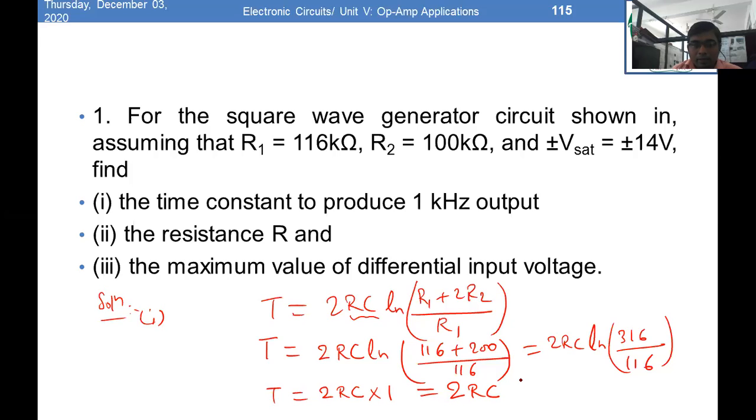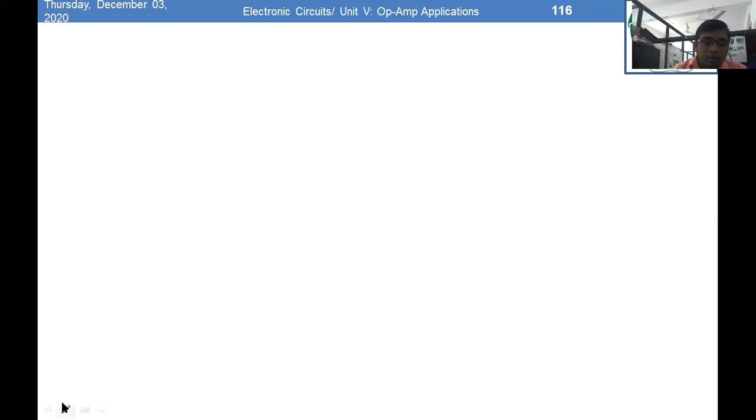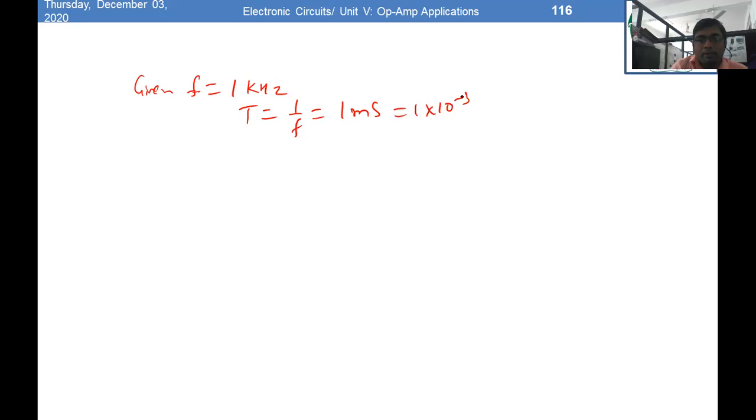Okay, so by using this relationship, you can find out the value of RC. T is what? It is 1 upon F. Here F is given as 1 kilohertz, as per the information given. So F is equal to 1 kilohertz, and T is equal to 1 upon F, that is 1 millisecond, or 1 into 10 raised to the power minus 3.